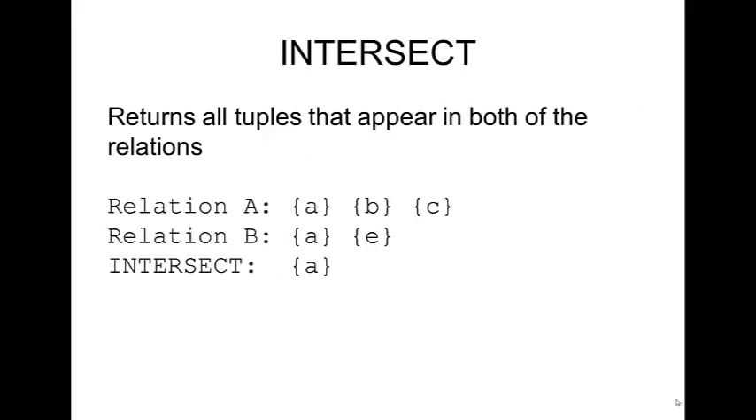Intersect returns all tuples that appear in both of the relationships. So in this case, we only return A because A is the only one that's in both of those relations.